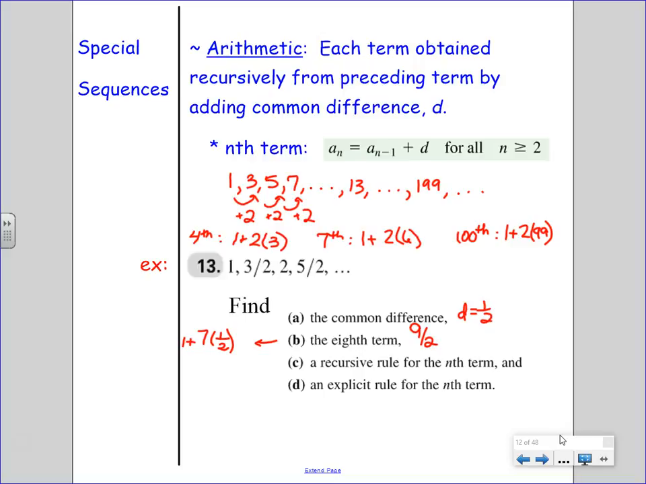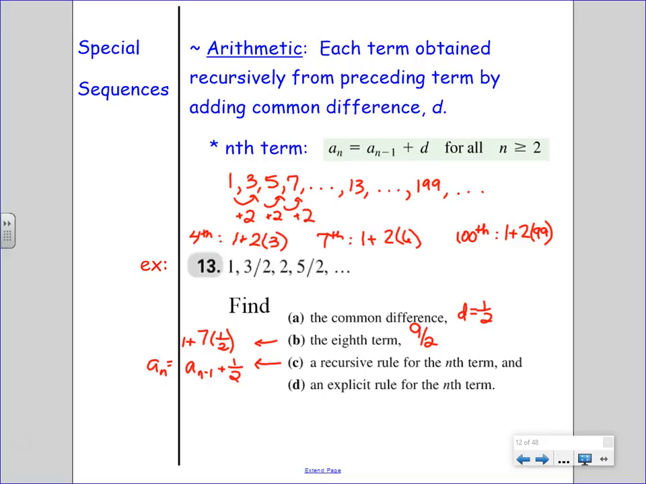The recursive rule, what did you guys get as the pattern for how to solve? A_n equals A_(n-1) plus 1/2. A_n, so a current term, equals the previous term, A_(n-1), plus 1/2.